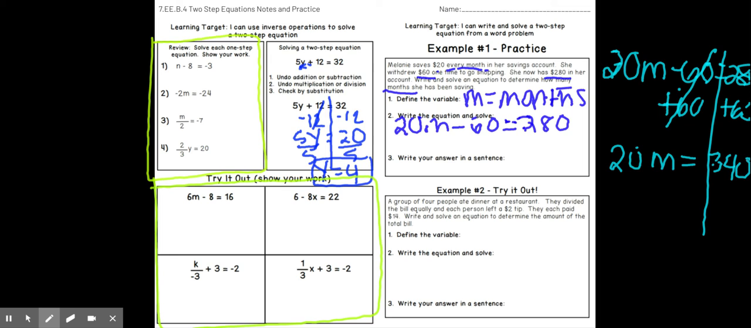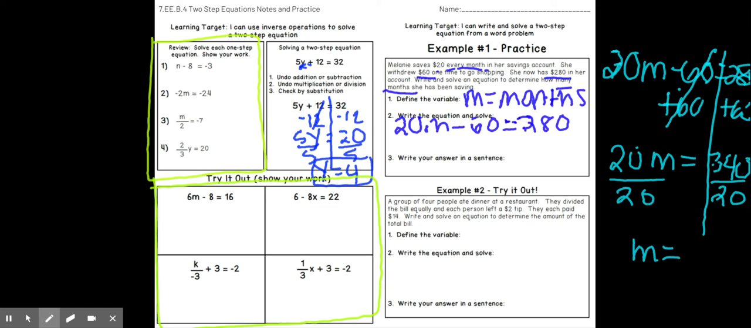Now, our third thing that we need to do is we need to undo the multiplication or the division. So here we have multiplication. So the inverse operation of that is to divide. So I'm going to divide this side by 20 and this side by 20. 20 divided by 20 would leave me with 1m.